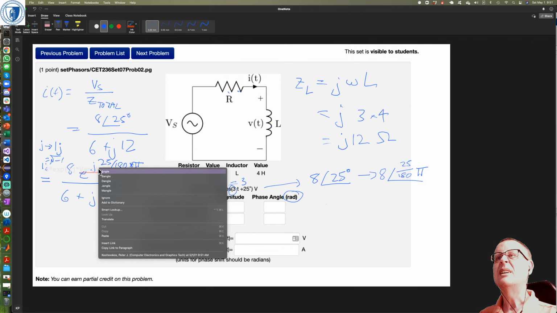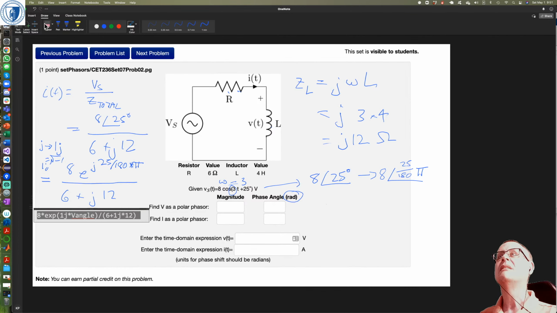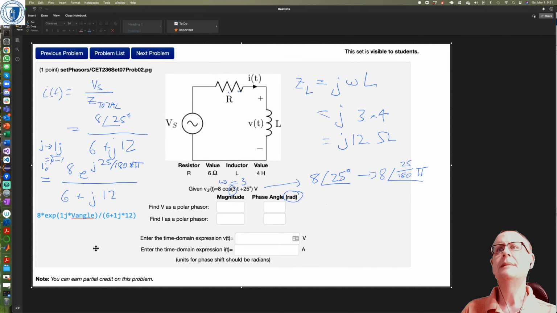And maybe I should change the color of the text so we can read it. There we go. Okay, so that's all that's happening there. So that gets me the current.